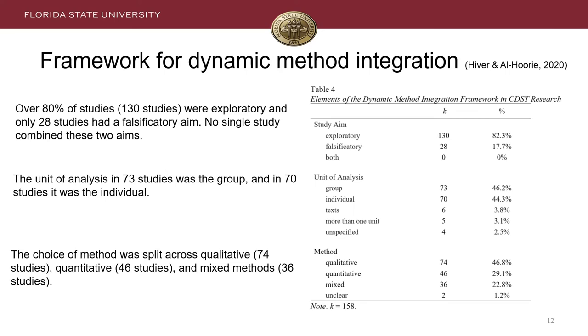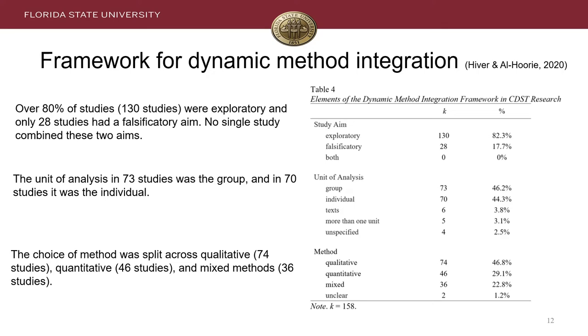With reference to the framework for method integration, we can see that over 80% of studies were exploratory, and only 28 studies had a hypothesis testing objective, and no study combined these two aims. Note that we coded these notions, whether a study was confirmatory or exploratory, from the research objectives formulated by the studies, and not by examining claims made by the authors that their data confirmed or supported certain conclusions.